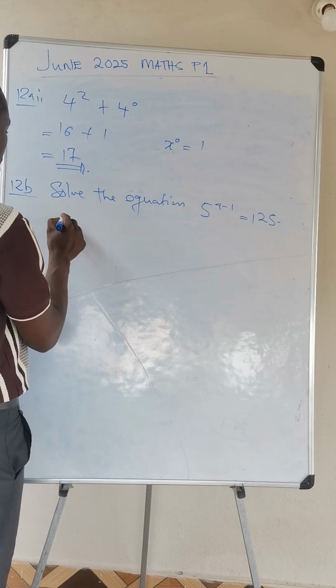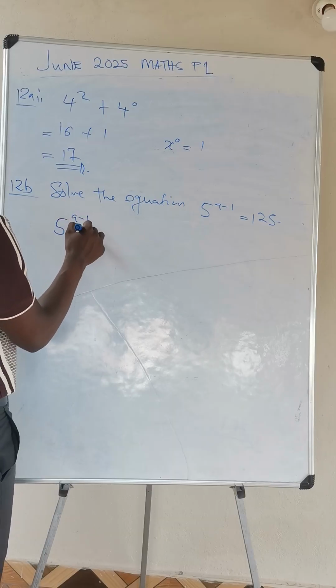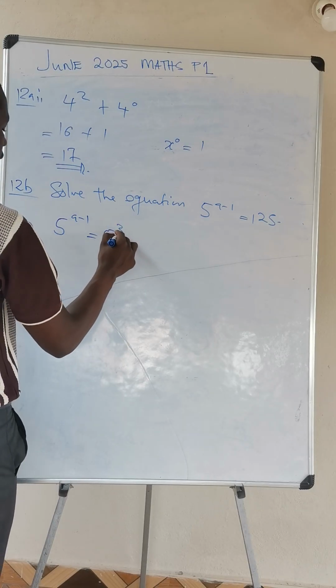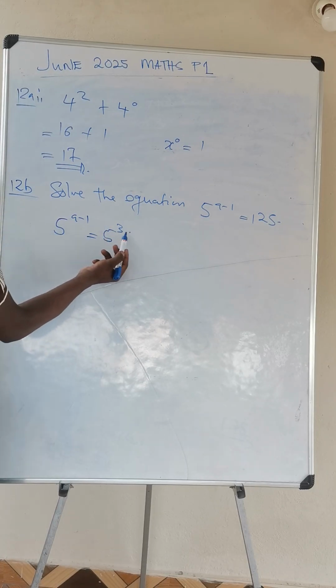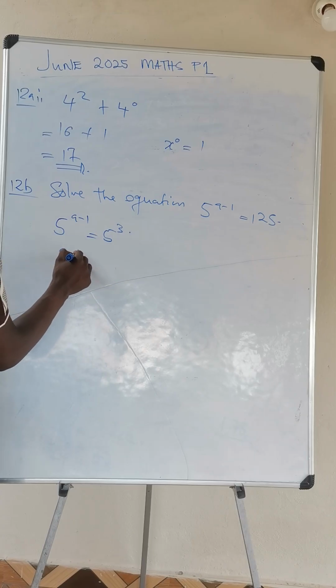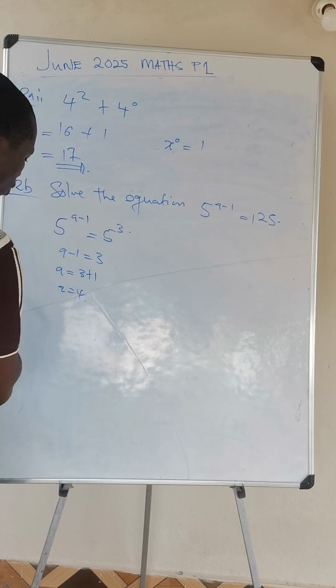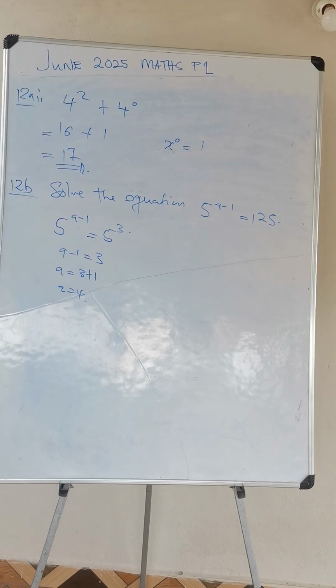So it becomes 5 to the power a minus 1 is equal to 125, which is equal to 5 to the power 3. Therefore, we have to equate these powers. So a minus 1 is equal to 3. Therefore, a is equal to 3 plus 1. A becomes 4. Okay, so a becomes 4. So this will be our final solution.